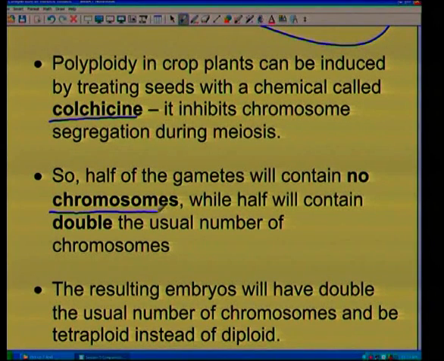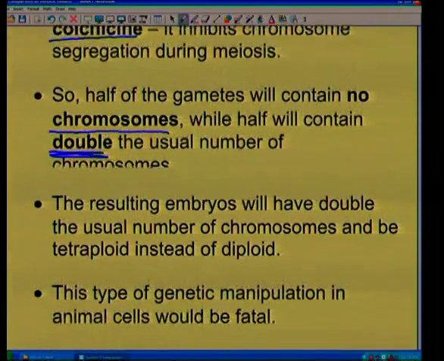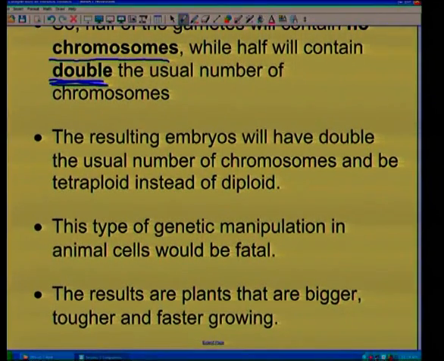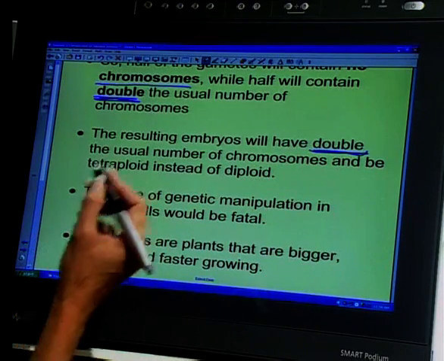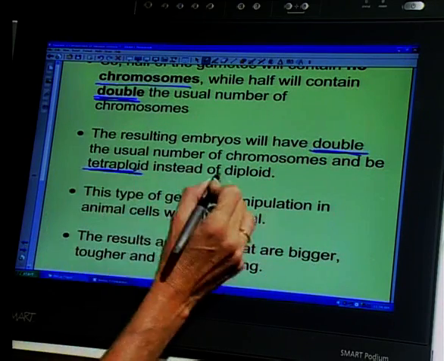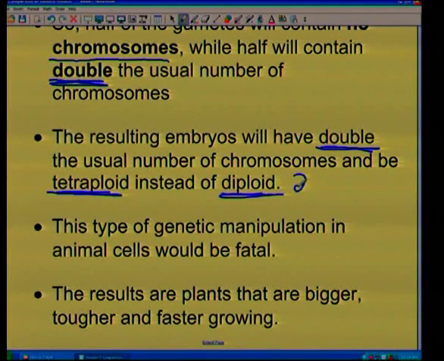And when that happens, we end up with half the gametes having no chromosomes, and the other half will contain double the usual chromosome number. Because remember, you had duplication occurring. Now, the resulting embryos have double the usual number of chromosomes and can be tetraploid instead of diploid. So diploid would be 2N. Tetraploid, tetra means 4, so it would be 4N. It has double the usual. And this type of genetic manipulation in animal cells results in death. We can't do that in animal cells.